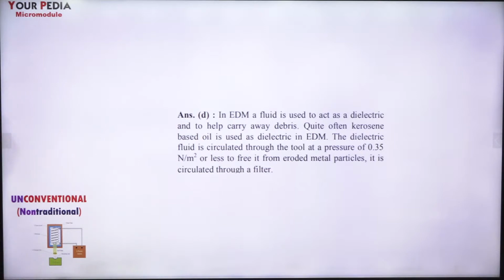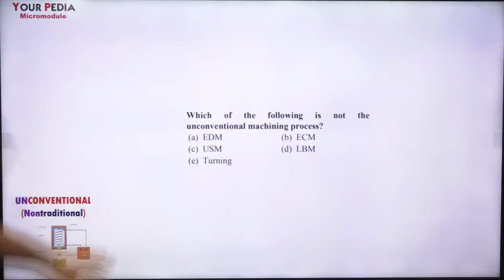So it is basically circulated. This dielectric is circulated at high pressure. So why is kerosene used? There are some advantages of that. One of the advantages is that it does not let rusting take place.